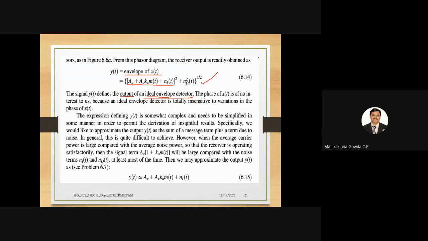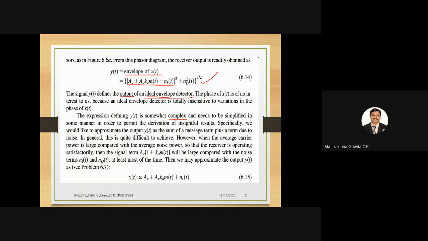And here he says x of t is the output of the bandpass filter. The phase of that signal, we are not interested in the phase of the signal. That is why I am not writing the expression for phase. I am writing only the expression for the envelope. So this expression y of t is somewhat complex, and we need to simplify it.